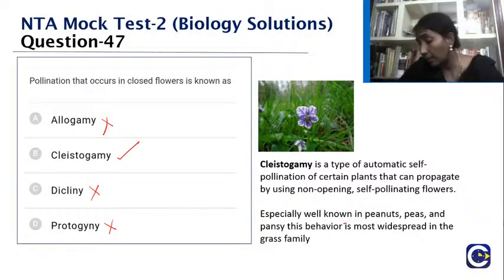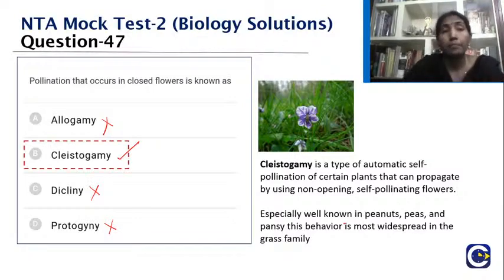Yes, welcome Neelambari. Please participate in the chat also. So Tasnim and Neelambari, excellent. When we say pollination, there are many types in which pollination would take place, like how I explained with allogamy, or it can be dicliny or protogamy. One such is cleistogamy. In cleistogamy, the pollination occurs in the closed flowers. So that we call cleistogamy. Yes, that is the right answer.